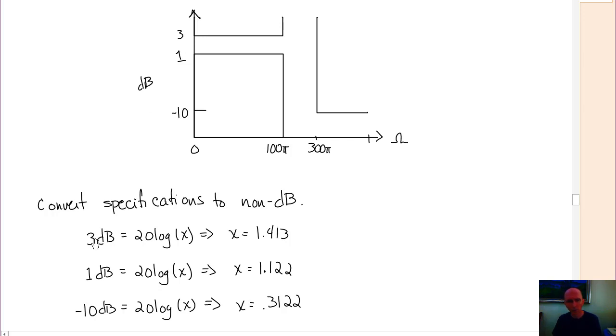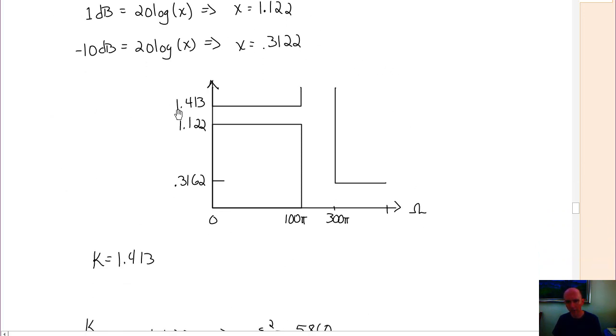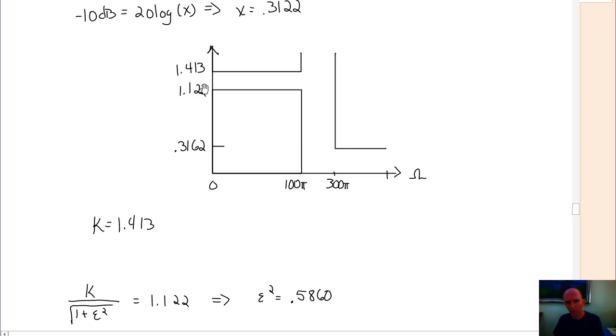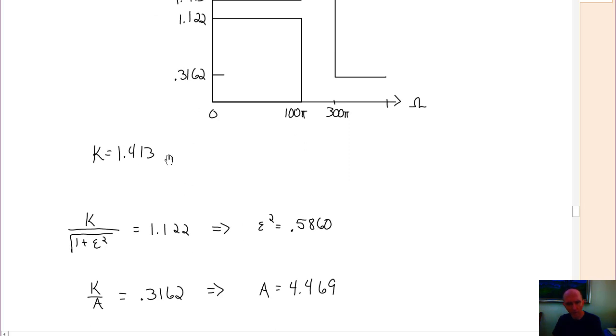So 3 dB is equal to what? 20 log base 10 of something is going to be 3 dB, and that something, of course, is 1.4. So we do the same thing for 3 and 1 and minus 10, and we get the non-dB values. And so these would be our specifications in non-dB values. And these three numbers are the numbers we're going to use for our design. This would be what we would call K. This was K over the square root of 1 plus epsilon squared, and this would be K over A. And so we just equate these things. We can solve for K, we can solve for epsilon squared, and we can solve for A in that case.